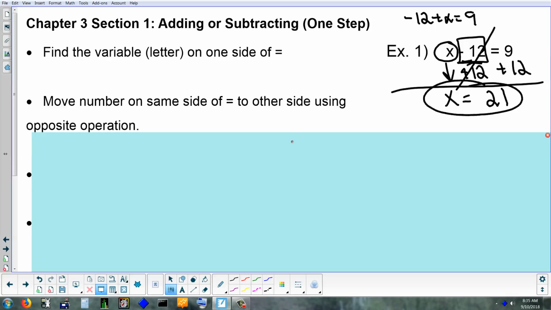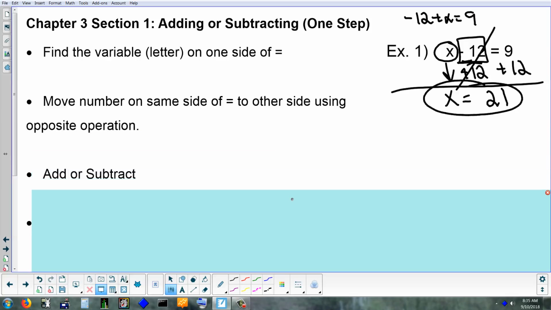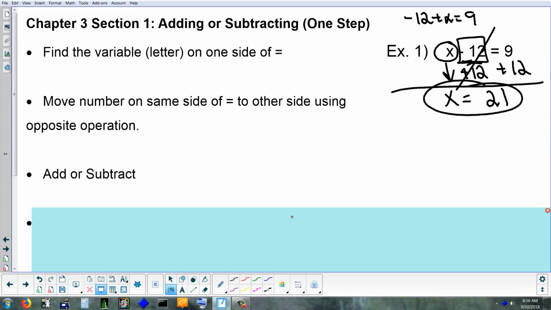I might have skipped this step here, guys. We just did that, right? Add or subtract. In this case, we had to add. So we moved it, and then we added. Last step is going to be what? Solve, we already did that. We're not going to do this all the time, but mainly this week, you want to plug in 21. We're checking. So you plug in 21.